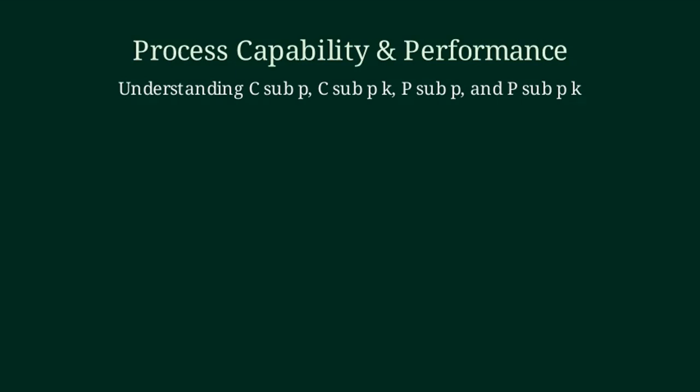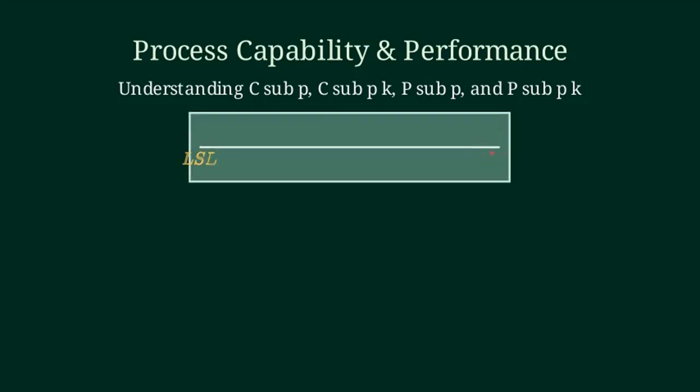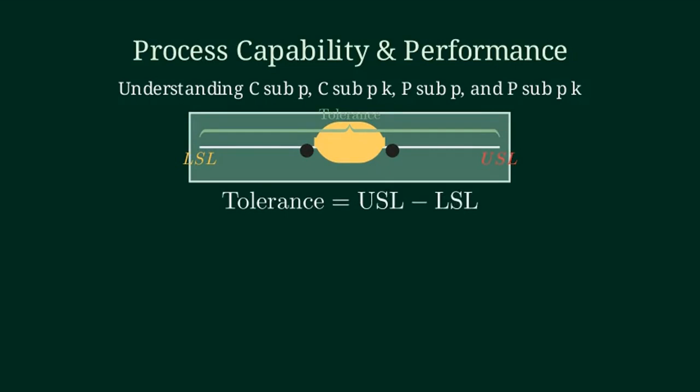First, we start with specification limits. Think of this as a garage with walls. The upper limit is the right wall, and the lower limit is the left wall. The distance between the walls is called the tolerance, and we will measure it in millimeters in this video. Now we ask, can the car fit inside the garage if the driver parks it perfectly in the center?